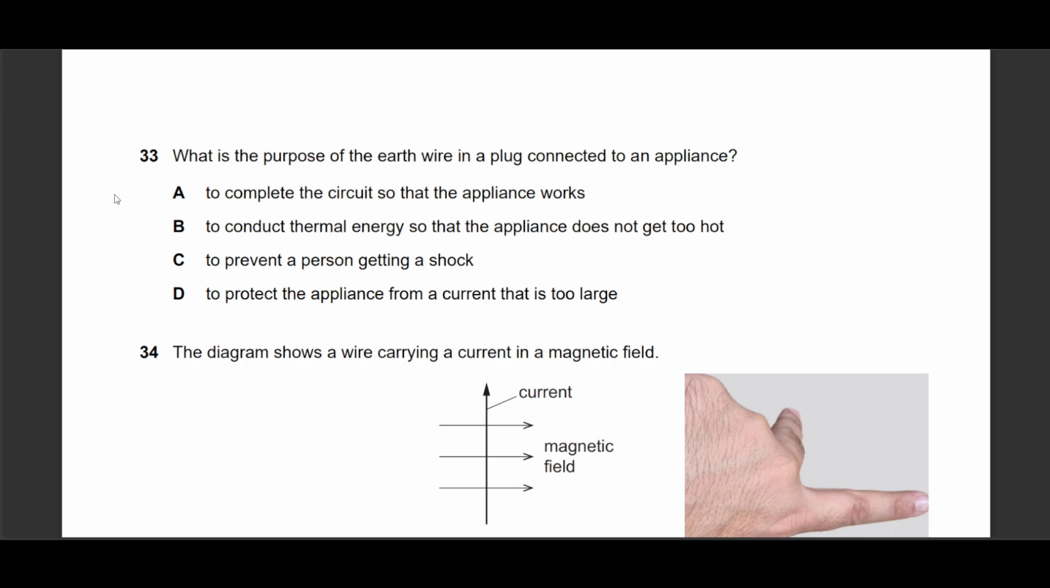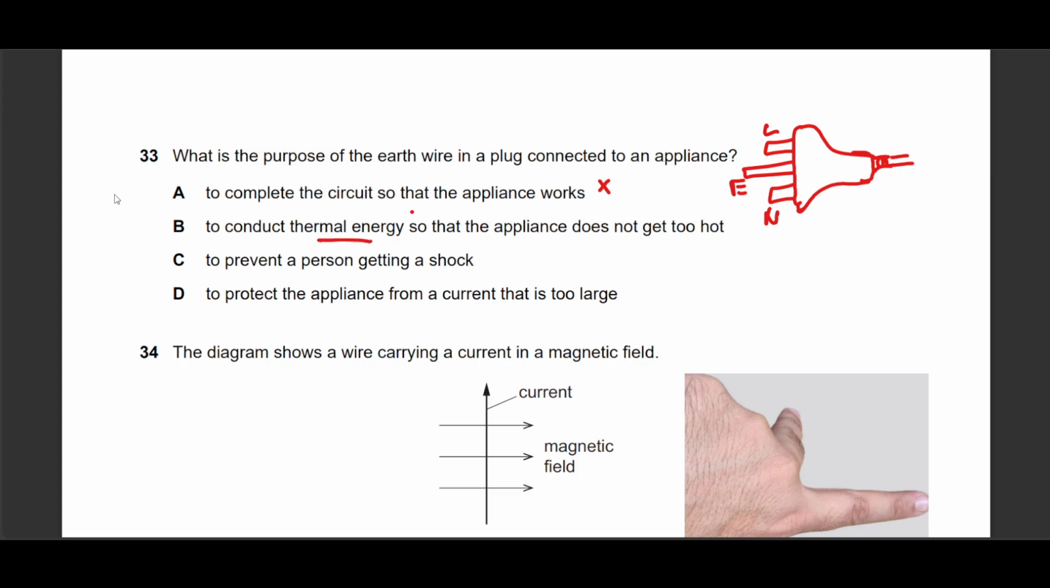What is the purpose of the earth wire plugged into an appliance? We just discussed the earth wire. Let's see what he's asking us. Connected to an appliance, so complete the circuit? No, it can work without the earth wire. It doesn't matter. That's why you will see that some appliances have a socket like this in which there are only 2 pins. One is for the live, one is for the neutral, and whatever appliance it is connected to works really well. It doesn't matter. But the third pin is for the earth connection. It has to be there for maximum safety.